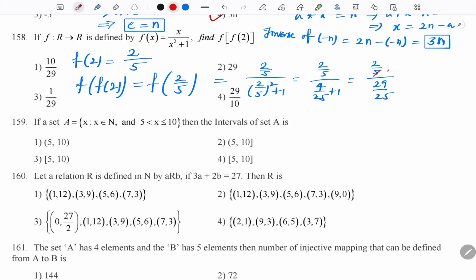5 1 is 5, 5. Then final calculations: 5 2 is 10, so 10 by 29 is my answer. It is there. Yes, option number 1 is the correct option.